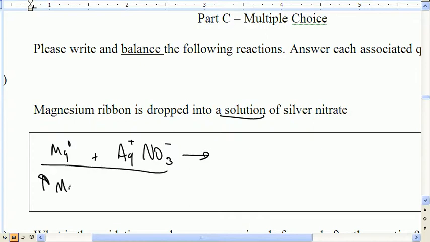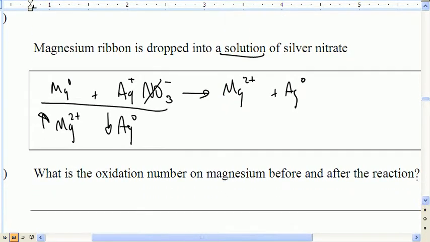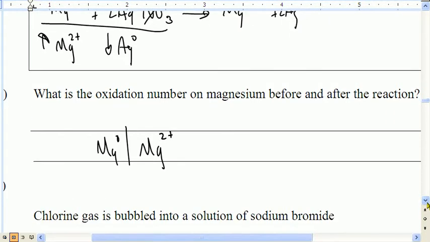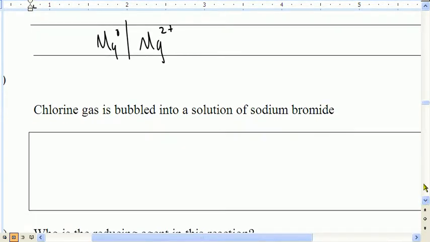Mg is going to go up to Mg2 plus. Ag is going to go down to Ag0, and I have Mg2 plus, Ag0. Awesome. If you do want to balance for charge, you're going to end up with that. Oxidation of magnesium before is 0. Magnesium after is 2 plus. It's the reducing agent. It's oxidized.